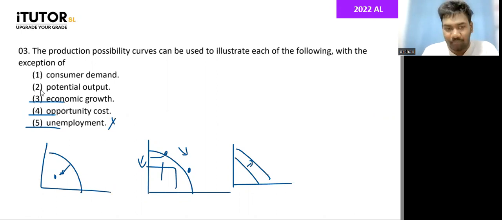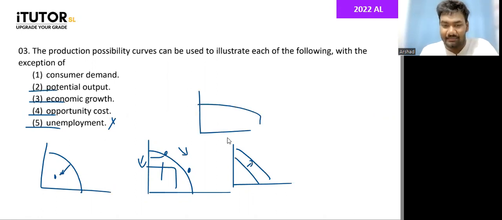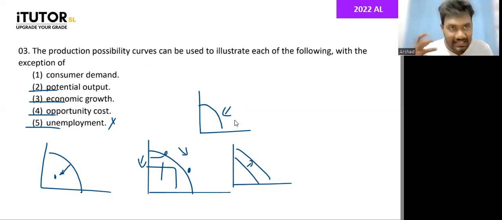Can show. Potential output is the PPC itself, right? The PPC of a country shows what, guys? The PPC of a country shows the potential output of that country, right? The maximum output that the country can produce, maximum sustainable output the country can produce by using all of its resources. You can show potential output. The PPC itself shows the potential output, right?